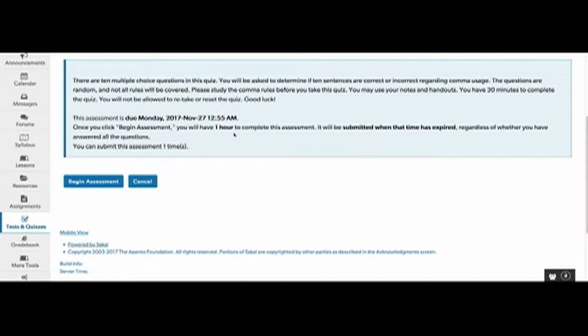Once you begin the assessment, you will have 1 hour to complete it. It will be submitted when that time has expired, regardless of whether you have answered all these questions. So make sure that you have at least an hour to sit at the computer before you begin the assessment. And you can do some review of the ENGL website and the other comma handouts. Please contact me if you are looking for specific materials that will help you with this quiz or with this assignment. And as always, feel free to contact me if you have any questions about the work.